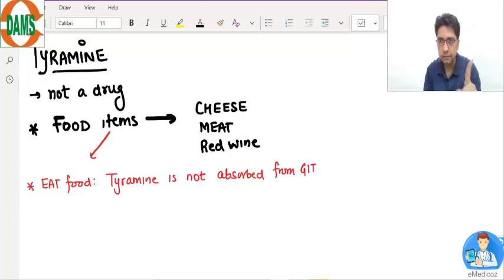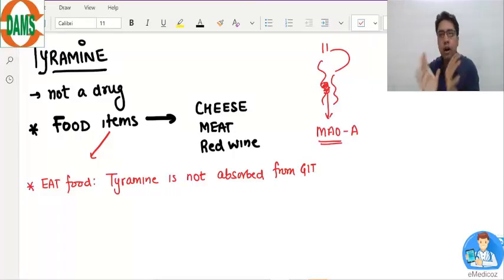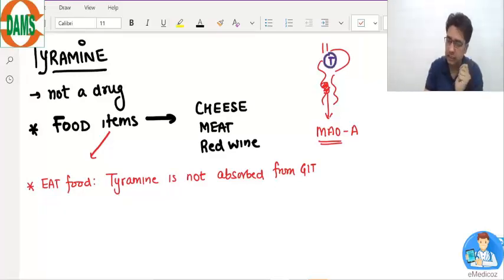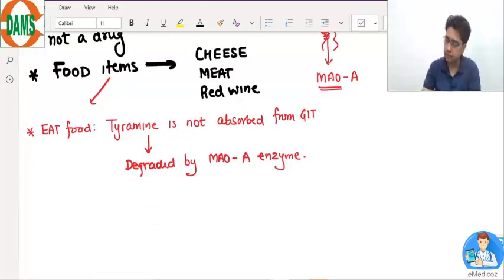Okay, don't draw this diagram, just to tell you how. Suppose this is GIT. In our GIT, we have one enzyme, MAO-A enzyme. MAO stands for monoamine oxidase. When you eat tyramine, this monoamine oxidase degrades this amine tyramine. So tyramine is degraded by MAO A enzyme.